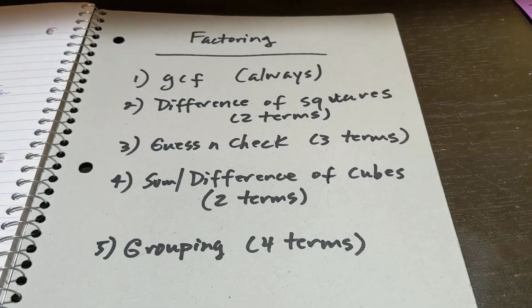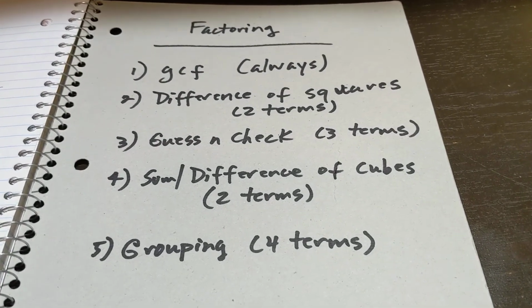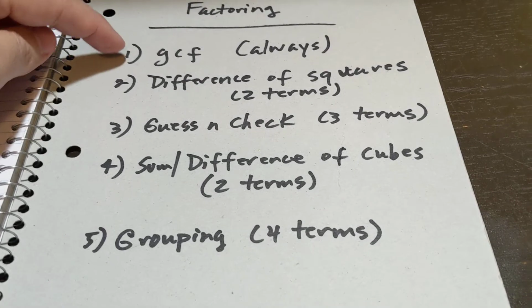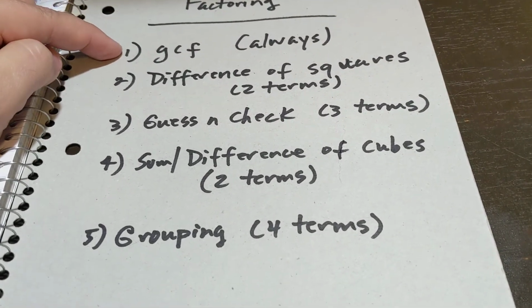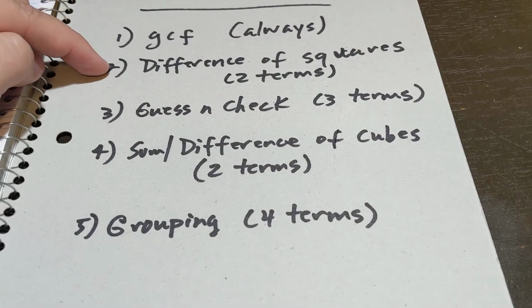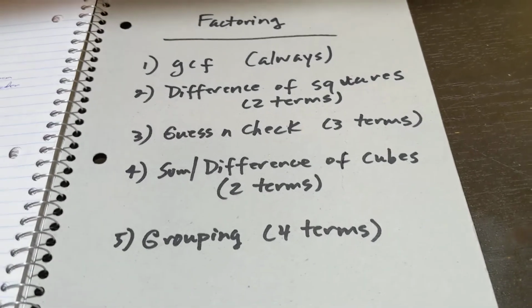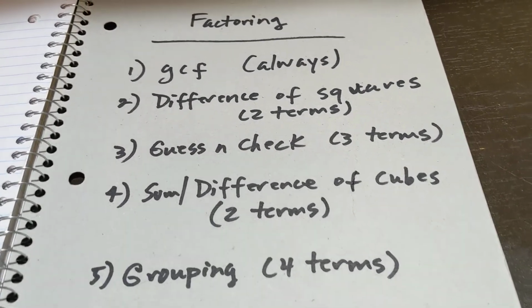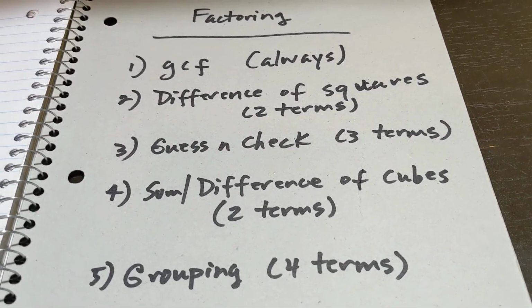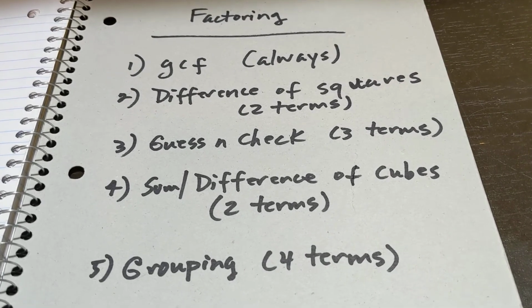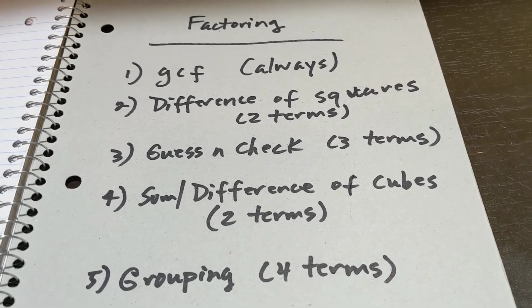And sometimes on some of the problems you'll use more than one method. So you may factor out the greatest common factor, and then you may have to use one of these other methods to factor as well. I've seen problems where you factor like two or three times with two or three different methods on one problem.